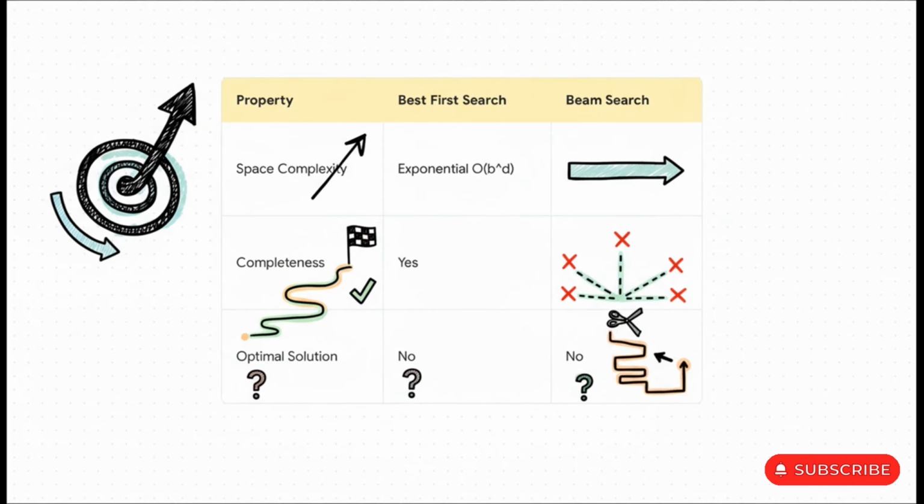This table really lays out the whole trade-off. Let's just walk through it. First, look at space complexity. Best first is exponential, which we know is bad. Beam Search, on the other hand, is O(B times beta), meaning its memory usage is fixed and predictable. That's a huge win.